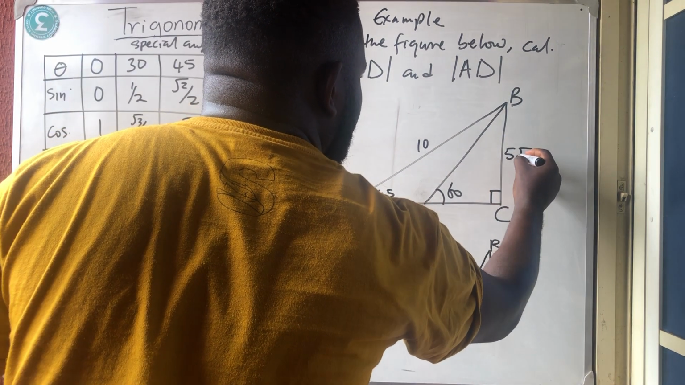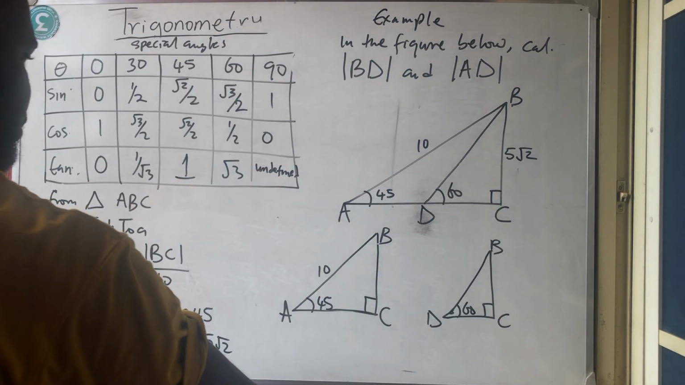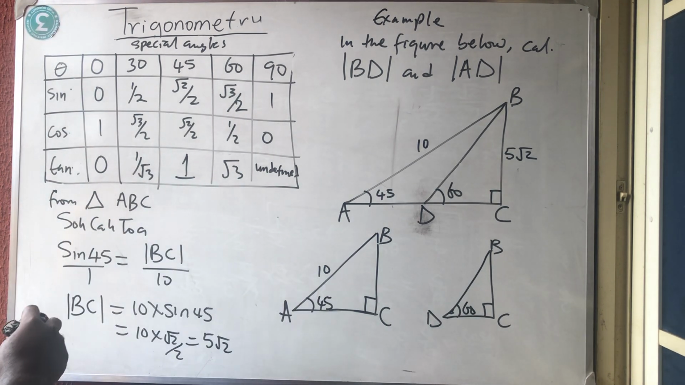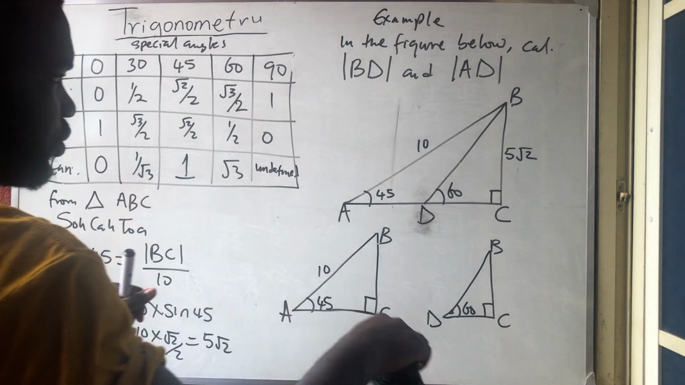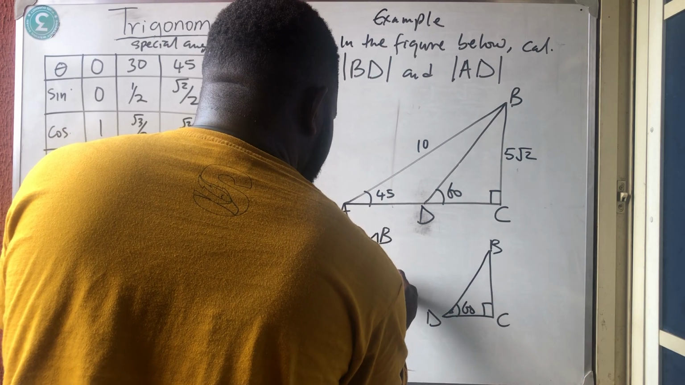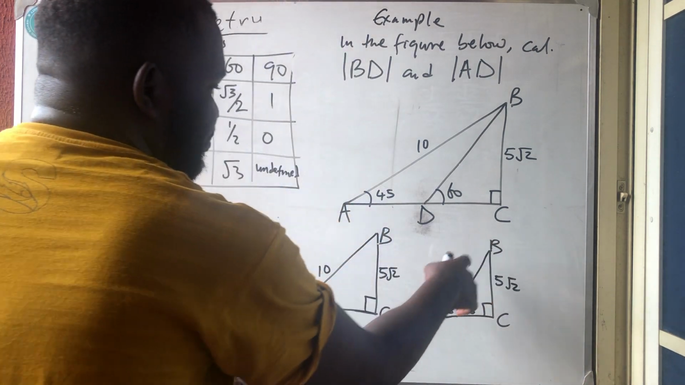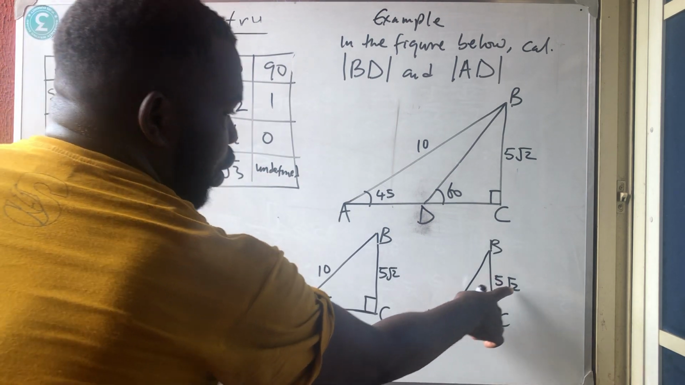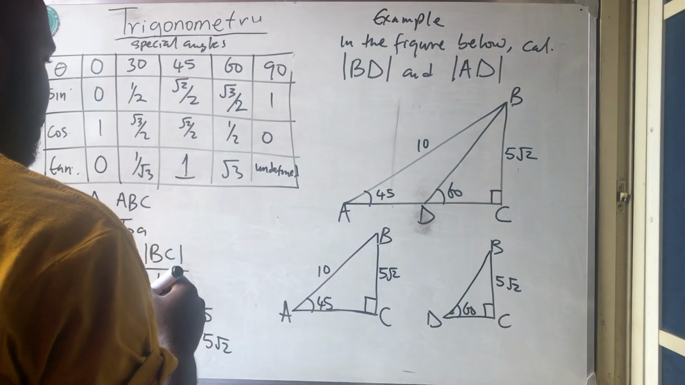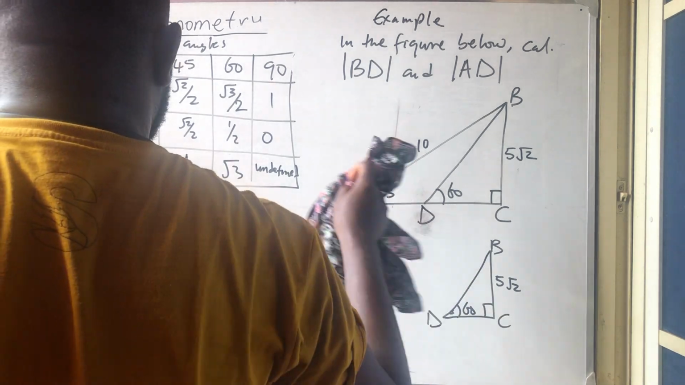So you have gotten that here is 5 root 2. Since you have gotten there, it will now be easy for you to get the rest. Which means that here is 5 root 2, and here is still 5 root 2. You see, to get the BD will now be easy. This is opposite and I'm looking for hypotenuse. So let me clean here.